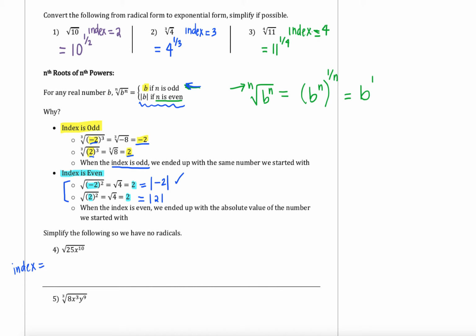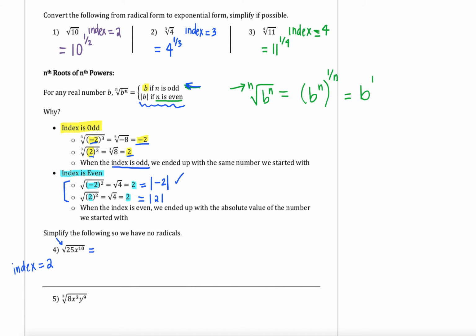So here in example 4, since I have no number written as a superscript by the radical symbol, we assume that it's a 2. So our index here is a 2. Another way to think about that is we know that this is a square root since nothing is there, and that would be by definition having an index of 2. Now let's go ahead and start simplifying it.